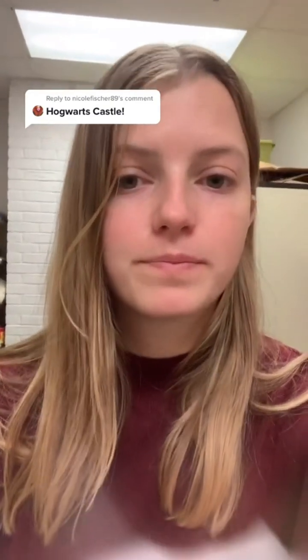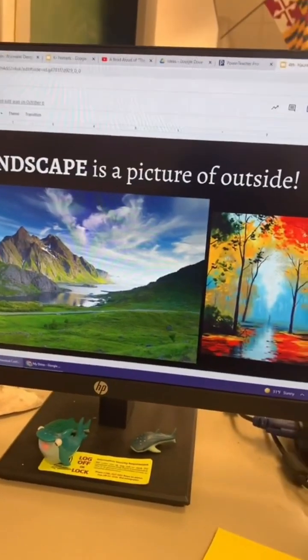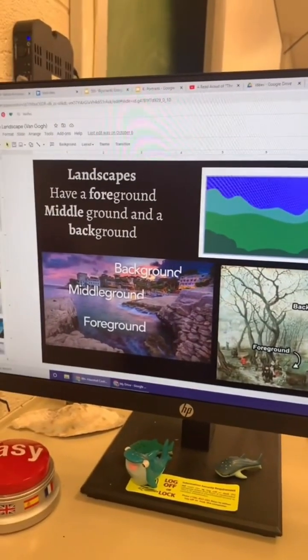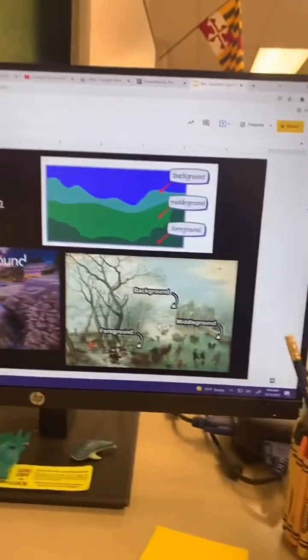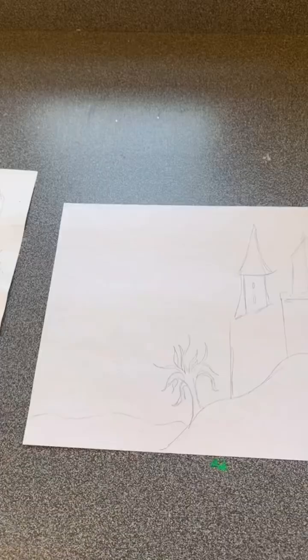Alright, this is going to be a tutorial for the Hogwarts Castle or Haunted House landscape that I do with 4th grade. Just a reminder that I did get this lesson idea from an art teacher named Miss Lee. She is on Instagram. So on the first day we talk about what a landscape is, the 3 parts, foreground, middle ground, background, and where those would be on a normal rectangular picture.